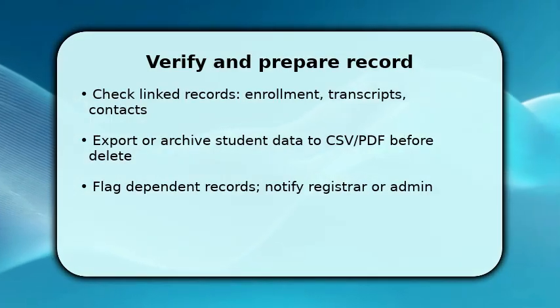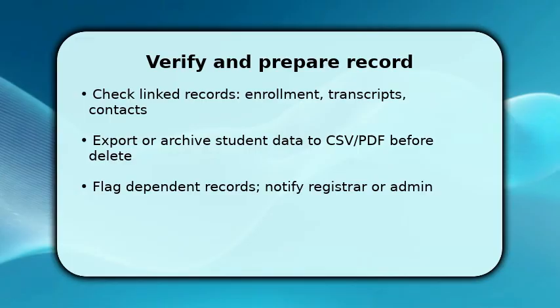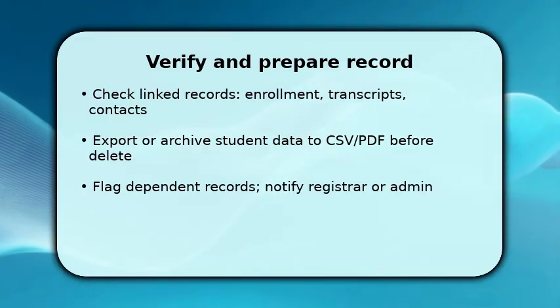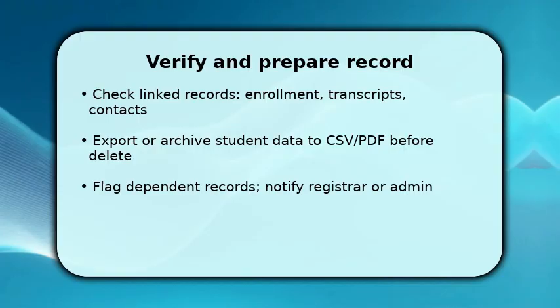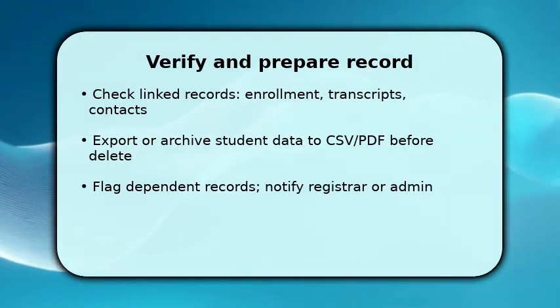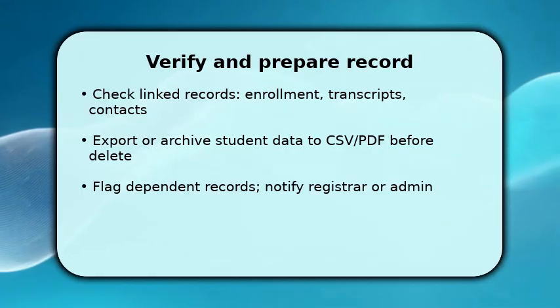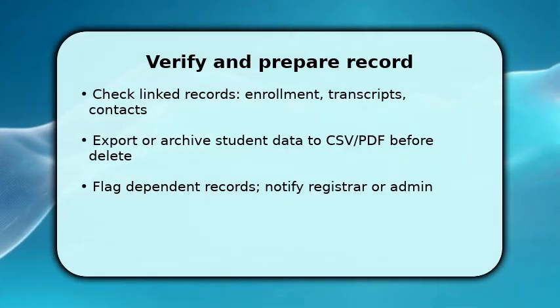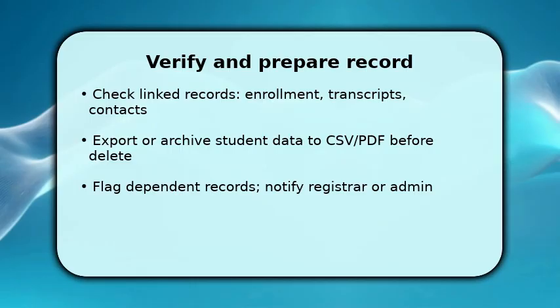You review enrollments, transcripts, guardian contacts, and any discipline logs. Make a quick export or archive to CSV or PDF so you retain a backup. Next, flag dependent records within SDS and notify the registrar or appropriate admin so they can confirm or reassign connections. By preparing proactively, you preserve auditability and make rollback possible.